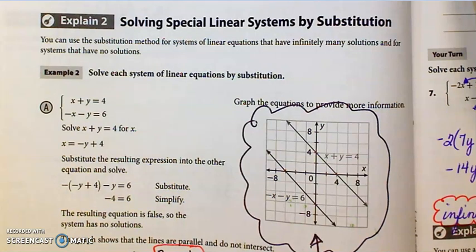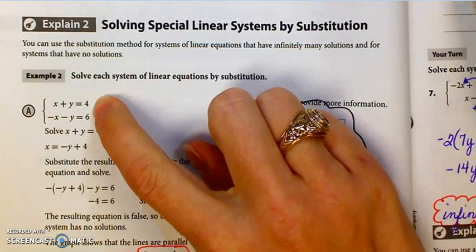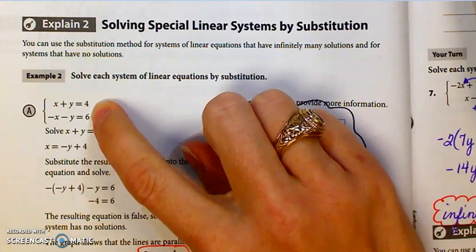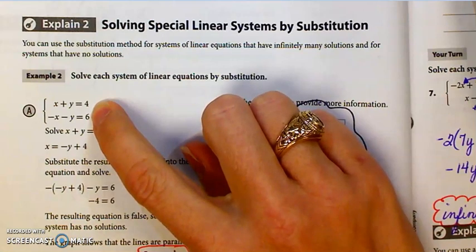All right, I am now on page 420, and we're looking at solving special linear systems by substitution. I think it's just easier if we go into this and you'll see what they mean by special systems. This first one: x plus y equals 4, negative x minus y equals 6. So you have two equations for lines.